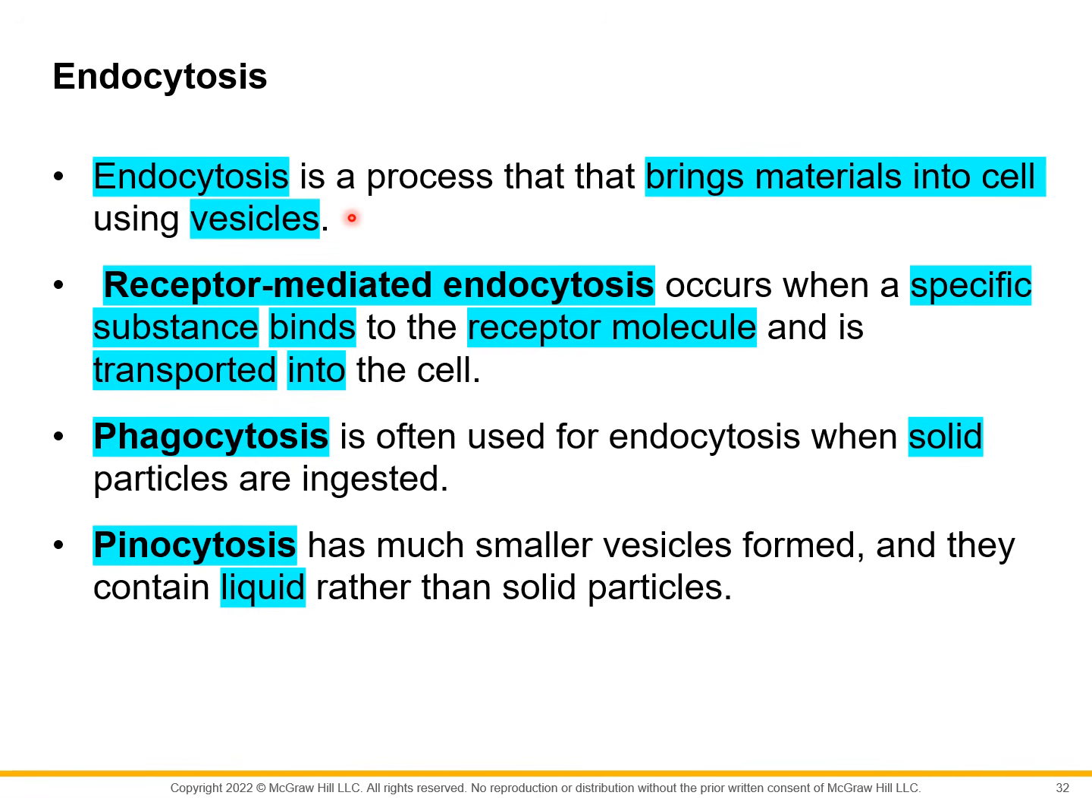There are 3 different methods of endocytosis. First is receptor-mediated endocytosis. So this occurs when a specific substance would bind to the receptor molecule on the outside of the cell before it is transported to the inside of a cell. Let's take for example the idea of having a lock and a key.